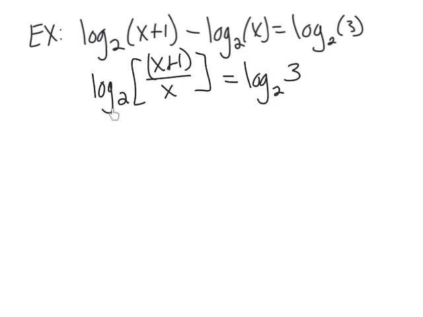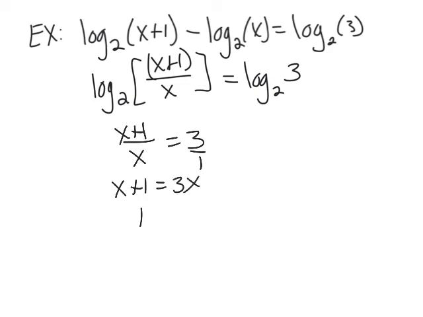If you have a log to the same base on both sides, you can set the arguments equal to each other, and you don't have to deal with the logarithms anymore. It's just like if you have the same base on both sides, we set the exponents equal to each other. So in this case, I have (x + 1) over x, and that's equal to 3. Well, to solve that, you can cross multiply, and I get x + 1 = 3x. And this becomes a very simple problem.